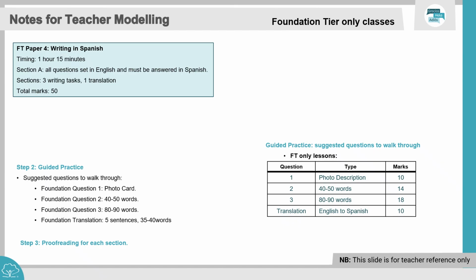Okay, so here you have a brief summary of the paper. The paper lasts 1 hour and 15 minutes. All questions are written in English, but you must answer them in Spanish. There are 3 writing tasks specifically and 1 translation task. The total mark for the paper is 50 marks. Question 1 is when you describe a photo. Question 2 is a 40-50 words writing. Question 3 is the 80-90 words, and question 4 is the translation, in which you have to translate 5 sentences into Spanish.